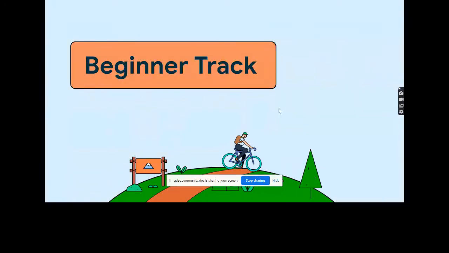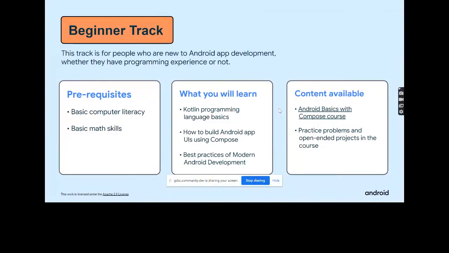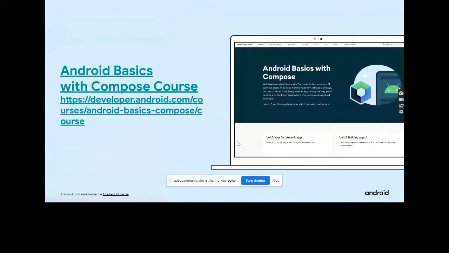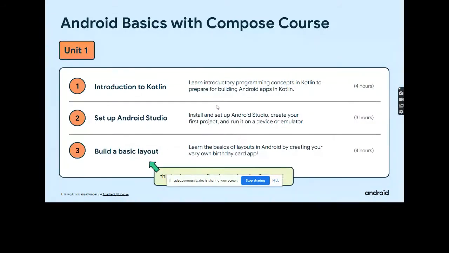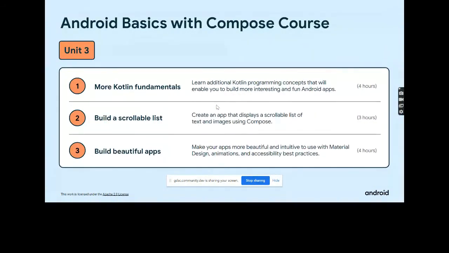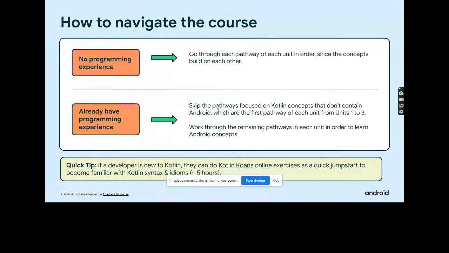So for the beginner track, you will be learning Kotlin programming basics. You will be building Android apps using Compose, and you will be learning some of the best practices of modern Android development. So this is the link to the beginner track, and these are all the units that we have in the beginner track. Once I share the link in the chat box, you all can go through that.